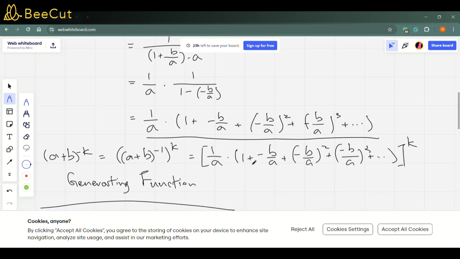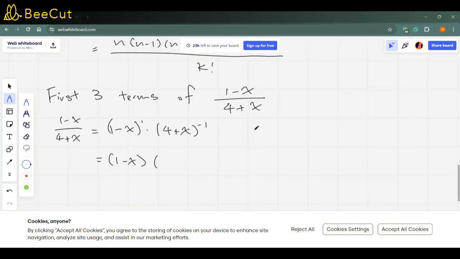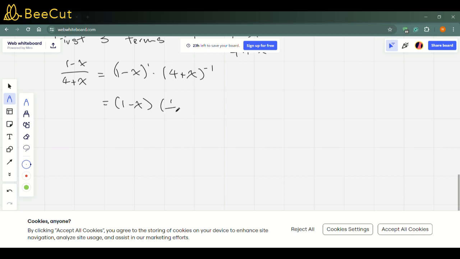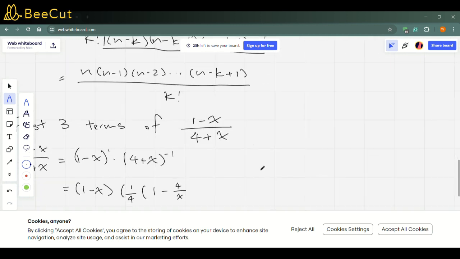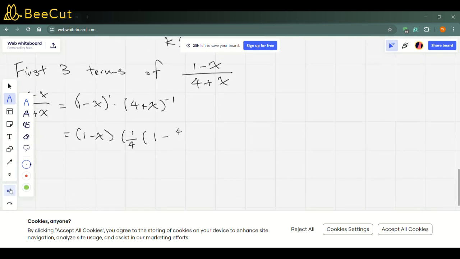So that's going to be 1 over 4 times 1 minus, b over a. Nope. So x over 4, my apologies, x over 4 plus x squared over 16. And since we only want the first three terms, this is going to suffice.